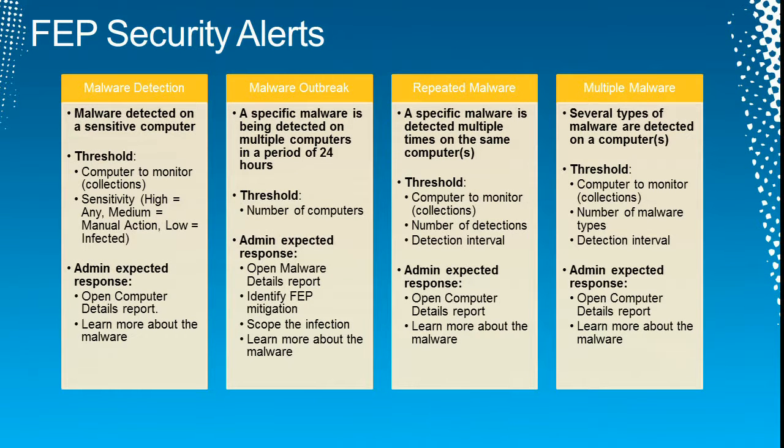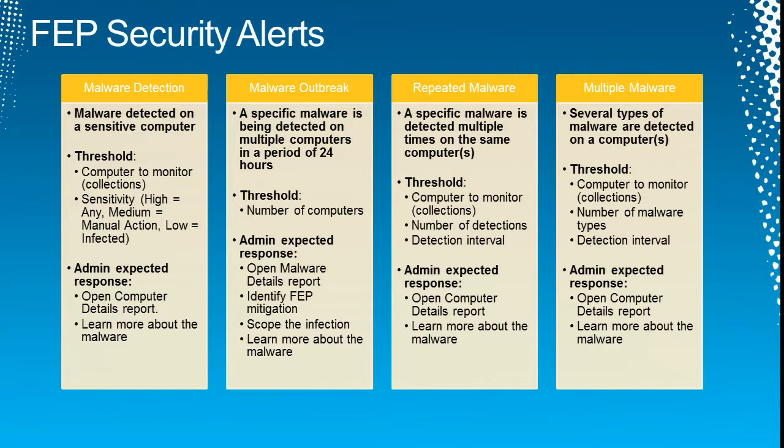So malware detection is when malware's been detected on a computer. Malware outbreak is when a specific malware is being detected in your environment on multiple computers. You set the threshold of the number of computers you want before it fires. Repeated malware is when the specific malware is detected multiple times on the same computer.